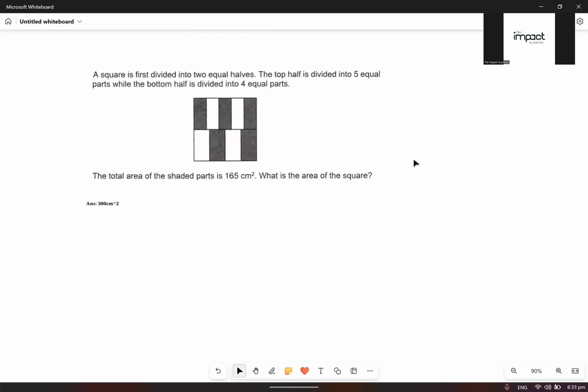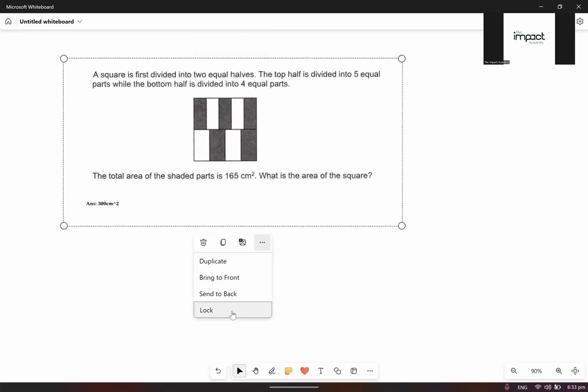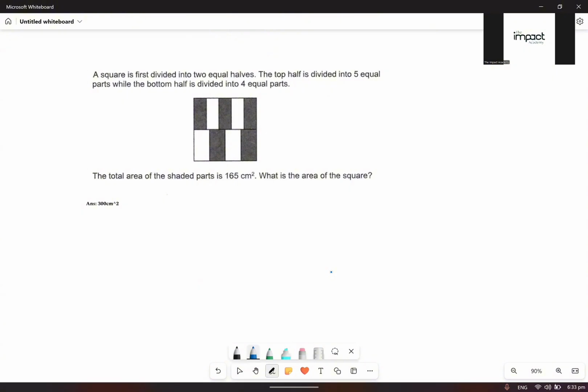A square. Can you see a square? It's divided into 2 halves, right? The top half is divided into how many parts? 5 equal parts. While the bottom half is divided into... Isn't the top and bottom has to be the same? So I know on top is 5 equal parts, right? This is like different denominator. Bottom is 4, right? What you want to do is you want to times 4. You make them all into 20 equal parts. You understand what I'm saying or not? Yeah, you're absolutely right. You get what I'm trying to say?